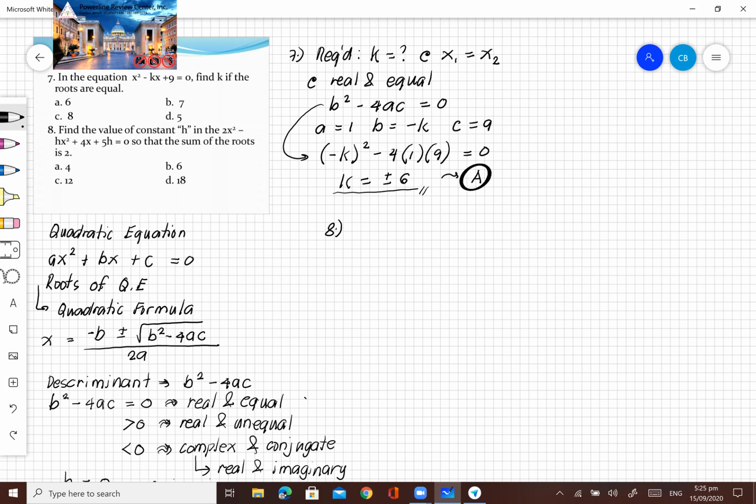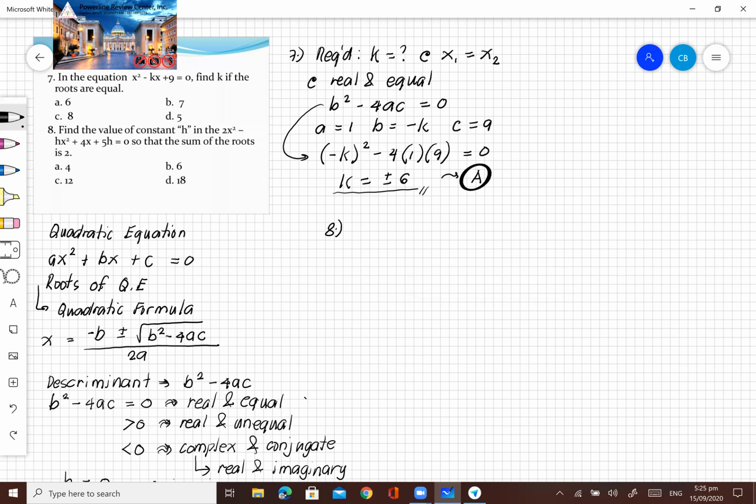Okay, nasaan na tayo? Number 8. Find the value of h in the given quadratic equation so that the sum of the roots is 2. Sum of the roots, property of the roots. So, paano ba kunin, ano? So, we have two properties.